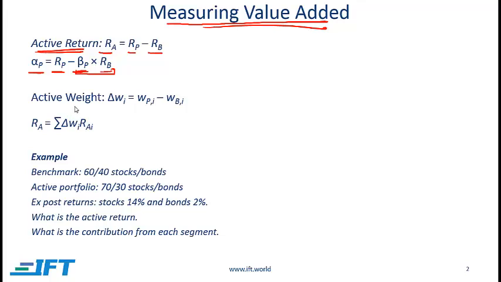Also, we need to understand the concept of active weights. If a given portfolio has two securities, let's say one security corresponds to stocks and the other corresponds to bonds, and the benchmark has a 60% allocation to stocks and 40% allocation to bonds. The active portfolio has 70% in stocks and 30% in bonds. Then the active weight of stocks is plus 10% and the active weight in bonds is minus 10%. So that's what we mean when we say active weights.